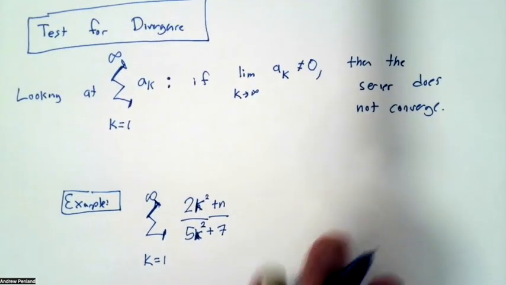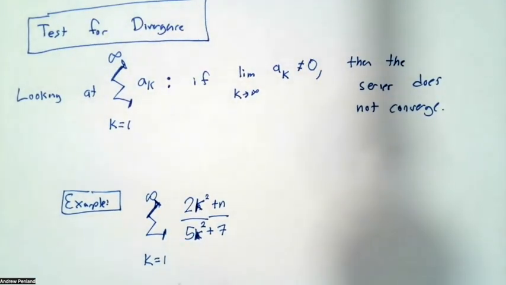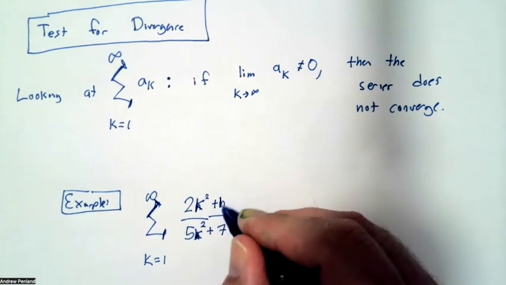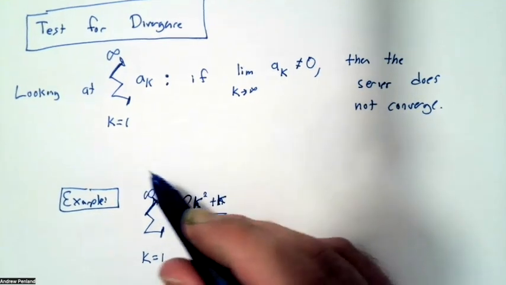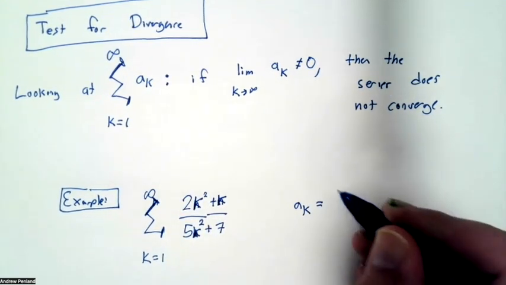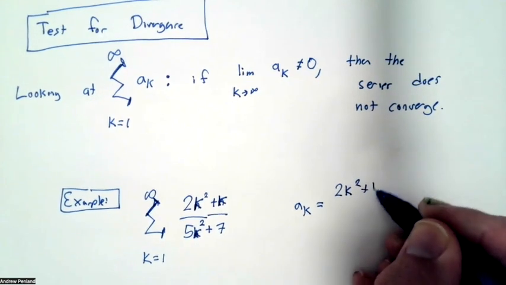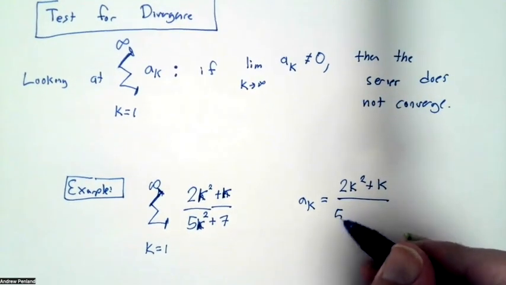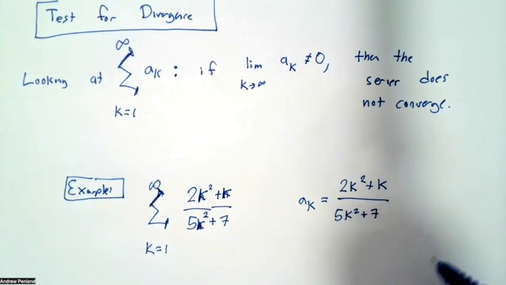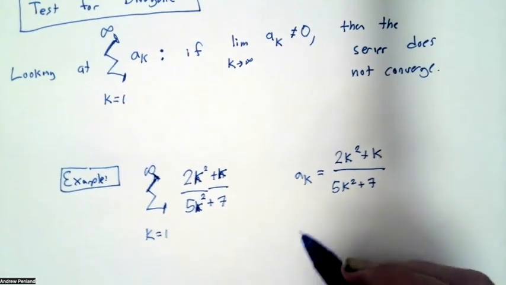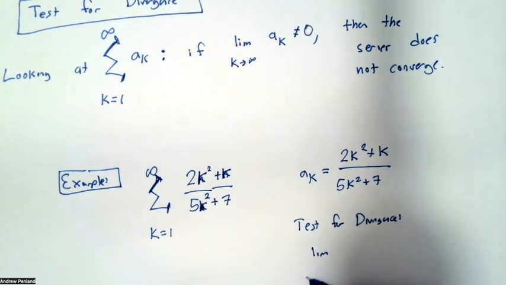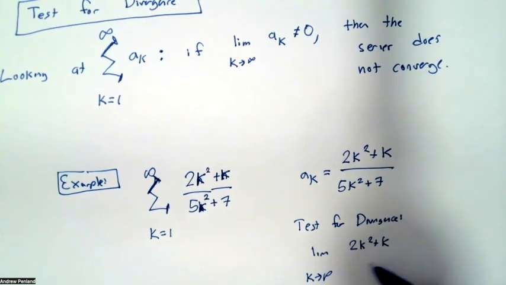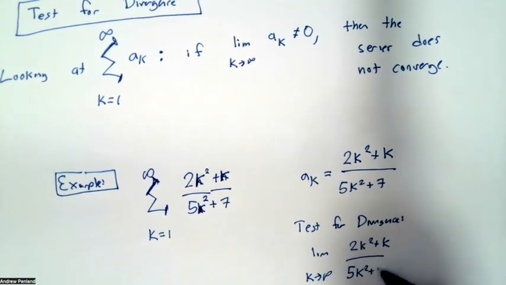So as an example, we could look at the sum from k equals 1 to infinity of (2k squared plus k) over (5k squared plus 7). So we're doing pattern matching here. Our a sub k would be equal to (2k squared plus k) over (5k squared plus 7). And let's apply the test for divergence. We look at the limit as k approaches infinity of (2k squared plus k) over (5k squared plus 7).